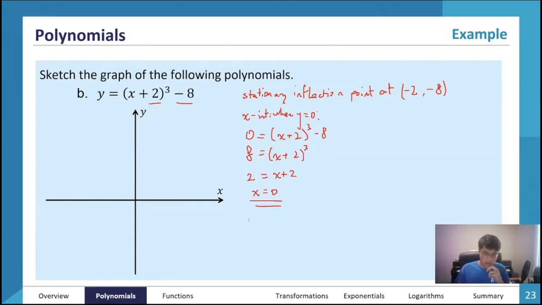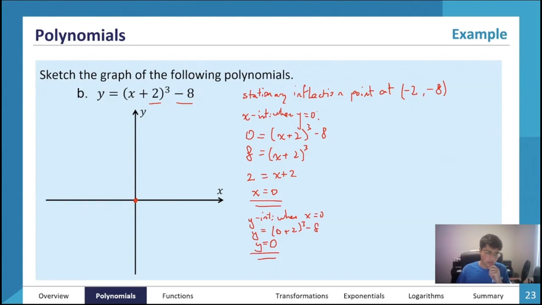Y-intercept. We set x equal to 0. So we get y is equal to (0 plus 2) cubed minus 8. And that's just going to be 2 cubed minus 8, which is 8 minus 8, which is 0. Again, this is a bit of redundant information because if we have an x-intercept at x equals 0, then that's also going to be our y-intercept. Okay, so let's plot out these 2 points.